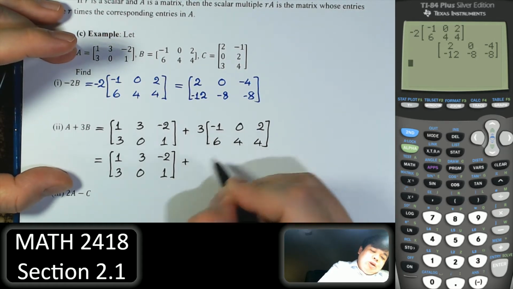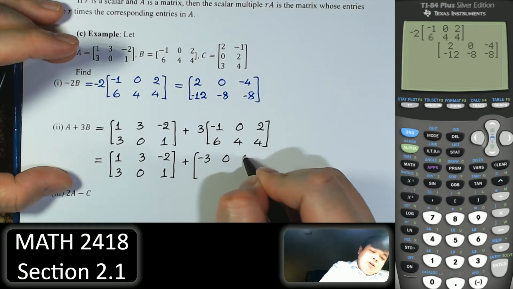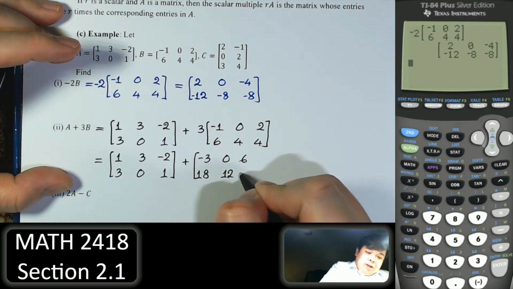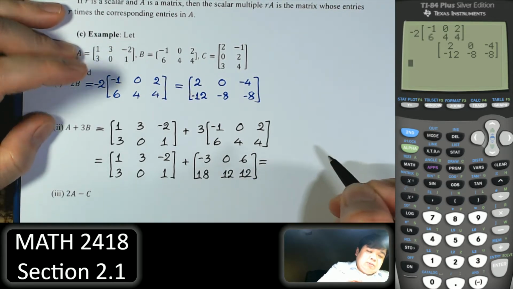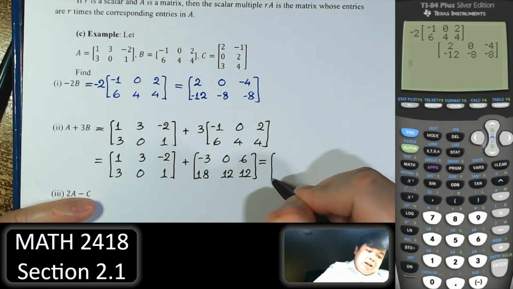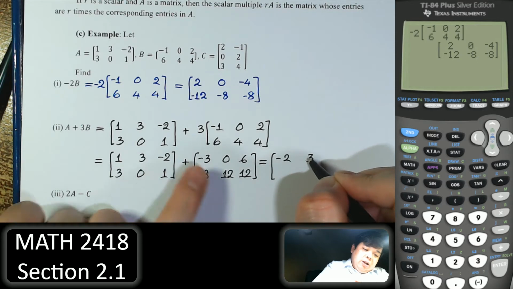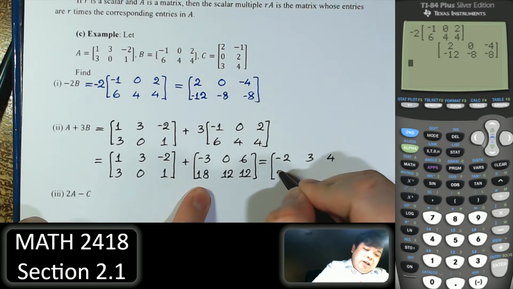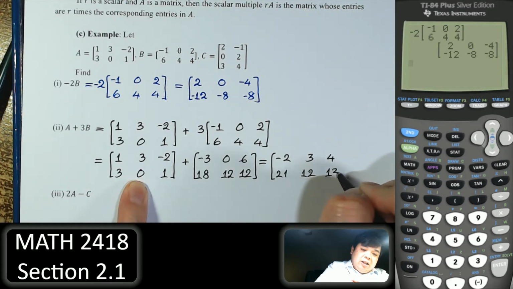Now multiply 3 into all of this first. Negative 3, 0, 6, 18, 12, and 12. And then we just add them entry by entry, so negative 2, 3, and 4, and 21, 12, and 13.